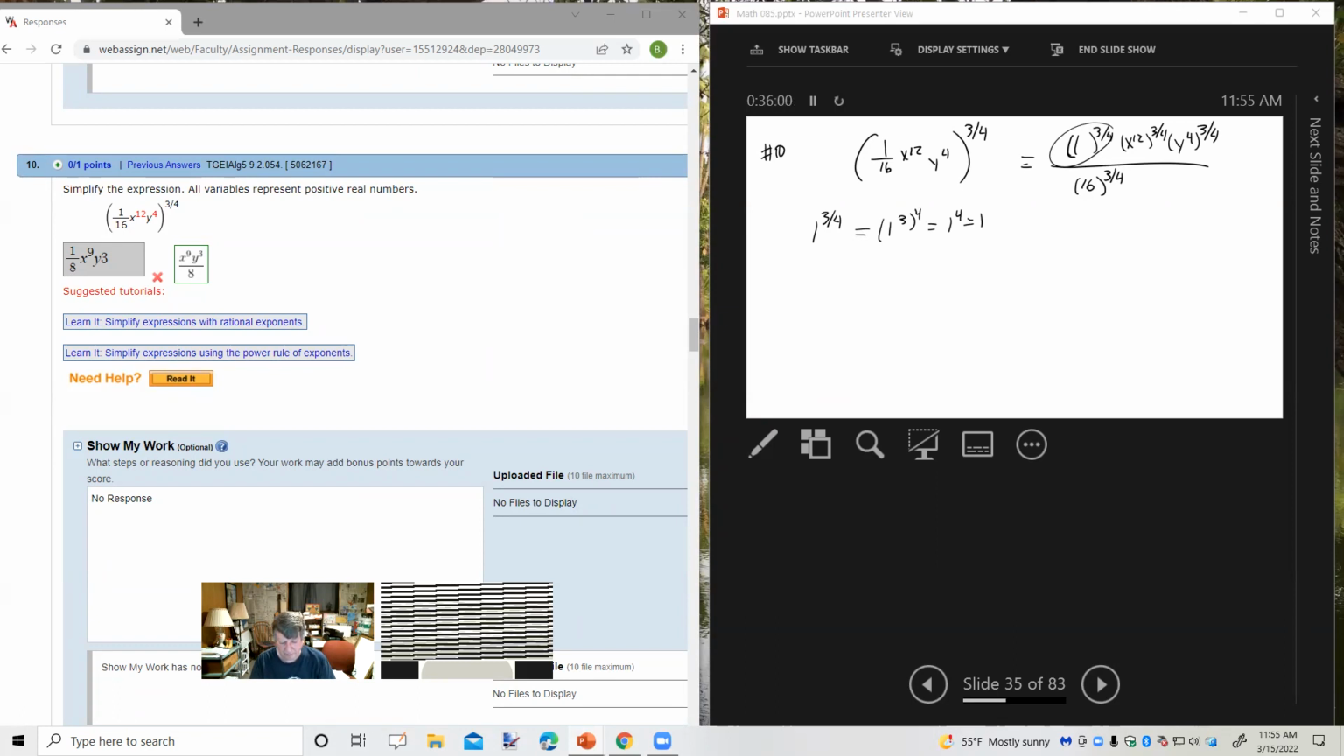Okay with that? Yeah. All right. So now we've got 1, and then this x to the 12th to the 3/4 power is x to the 36/4 or x to the 9th. And y to the 4th to the 3/4 power is y to the 12/4, which is y to the 3rd.